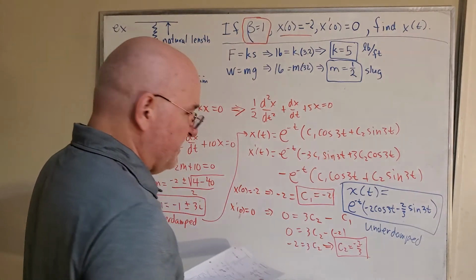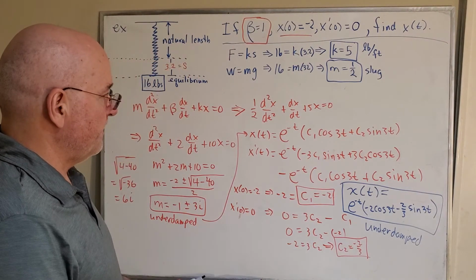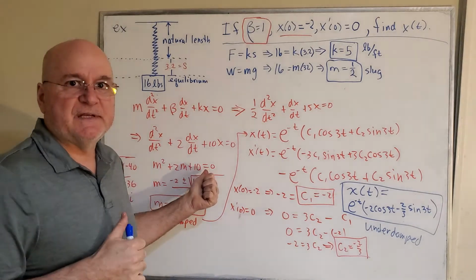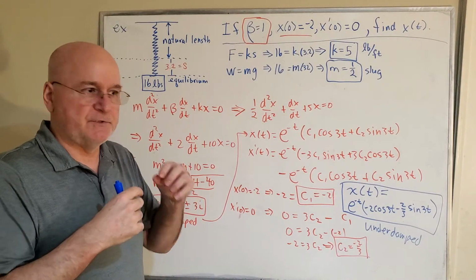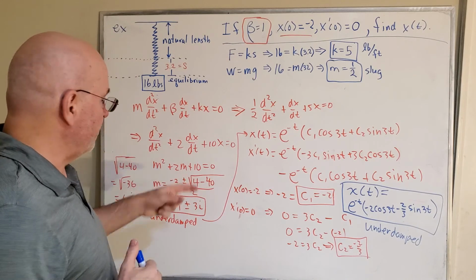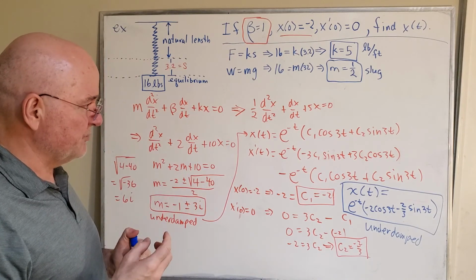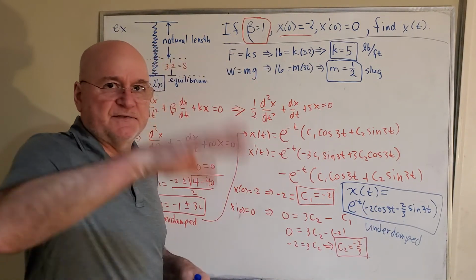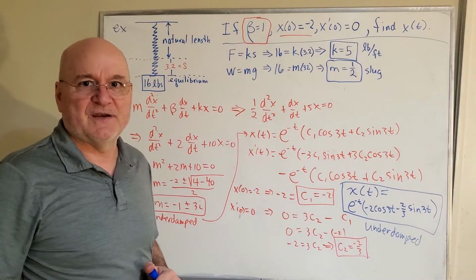You can remember that because this is the only one of the 3 possibilities in which the discriminant, capital D, was less than 0 under the radical. So you get 2 complex roots. And that's the only case where you get sines and cosines. Sines and cosines are the ones that oscillate up and down.